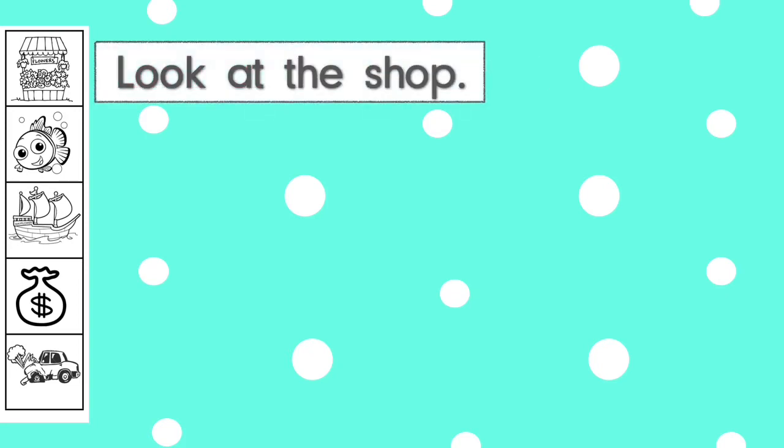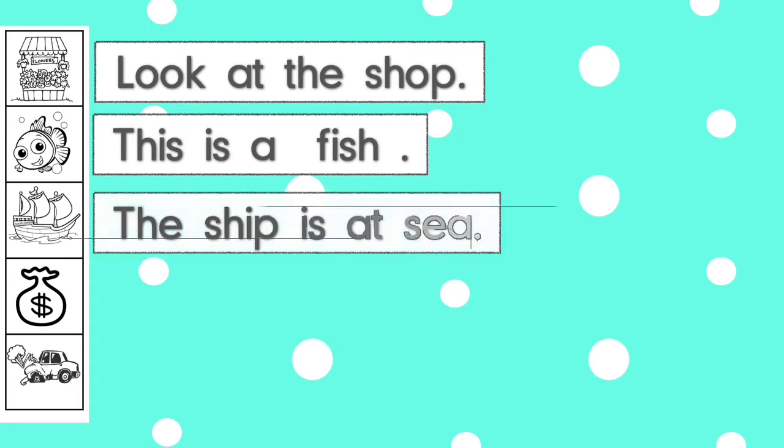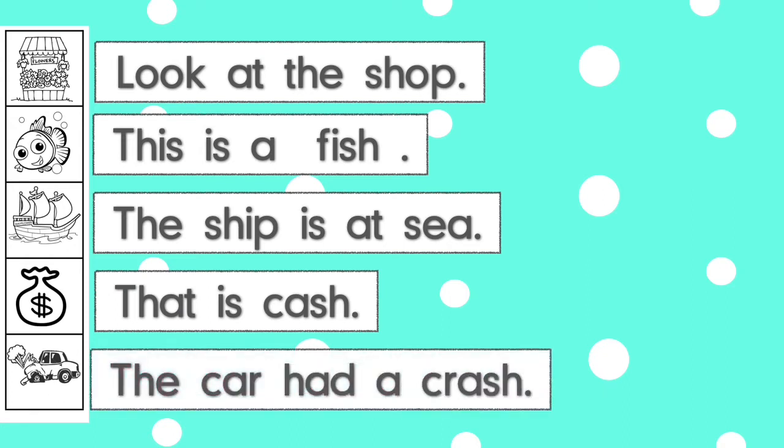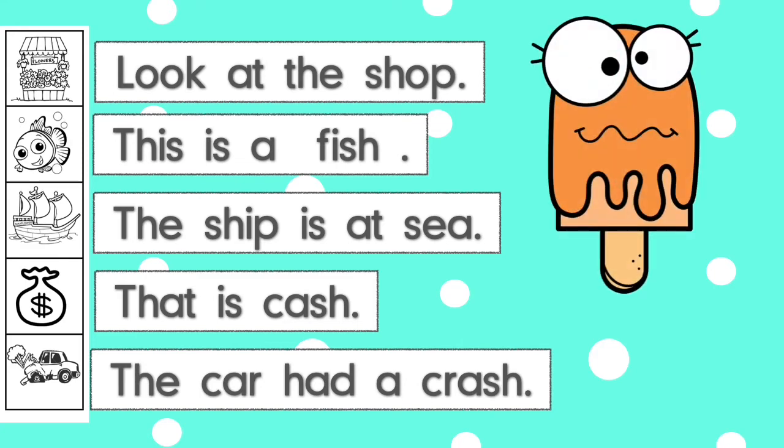Let's have a look. Look at the shop. This is a fish. The ship is at sea. That is cash. The car had a crash. Now those are pretty good sentences. They all have capital letters, finger spaces, and full stops, but your teacher might think, boring, because there are no star words. You might be saying to yourself, what is a star word and how do I get it?